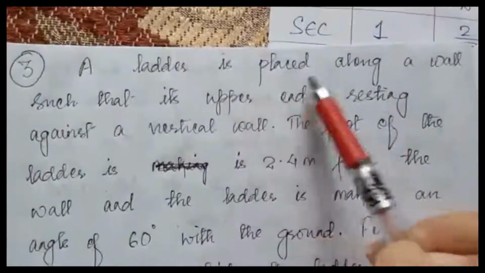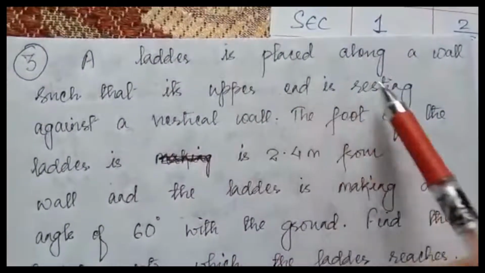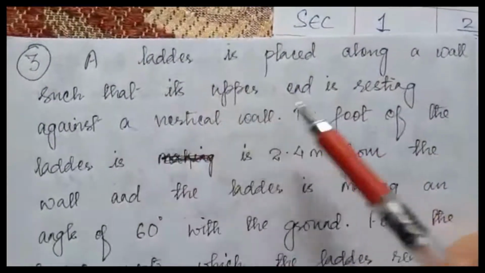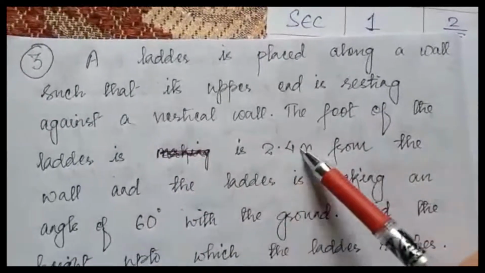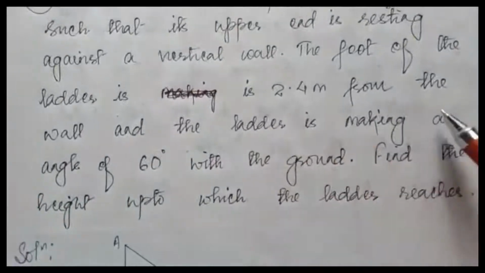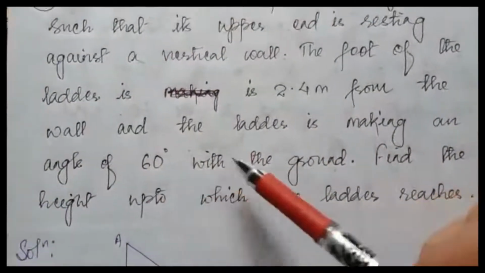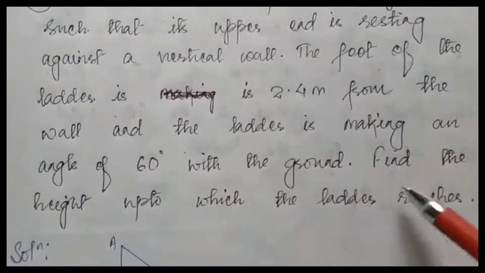Now next, question number 3. A ladder is placed along a wall such that its upper end is resting against a vertical wall. The foot of the ladder is 2.4 meter from the wall and the ladder is making an angle of 60 degrees with the ground. Find the height up to which the ladder reaches.